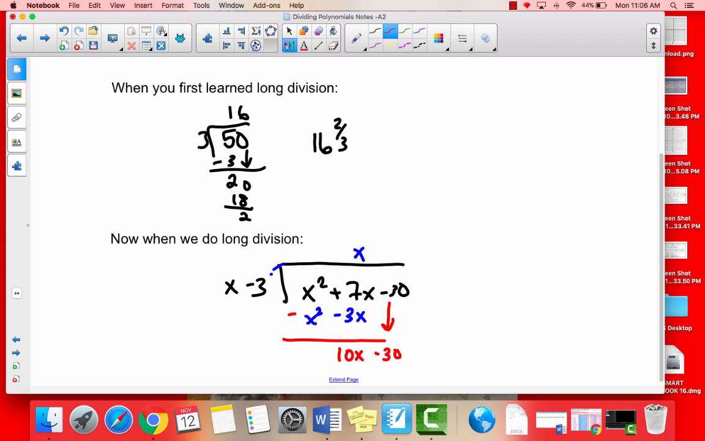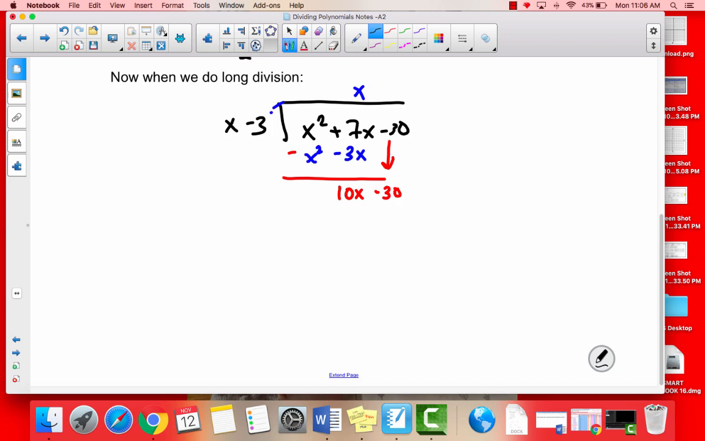Also notice that I lined my variable up with the x column. So this was just an x to the 1st, so I lined it up here. And then I can continue on. So now, same thing. I'm going to take something times x to get me 10x. Well, that's a positive 10. And then I can FOIL real quick. 10 times x is 10x, and 10 times negative 3 is negative 30.